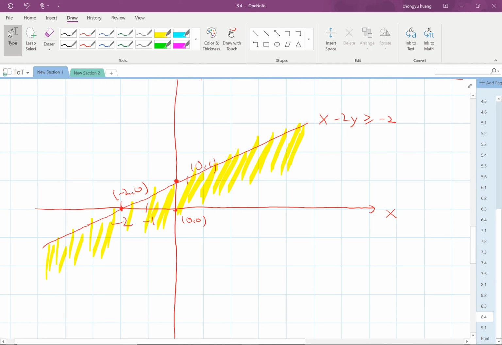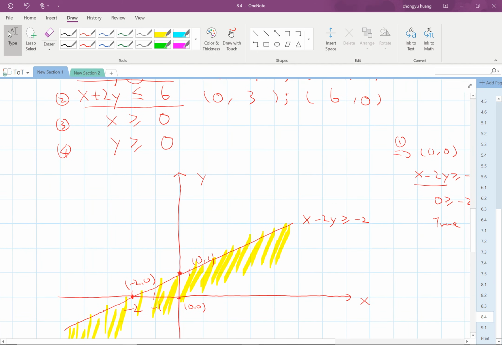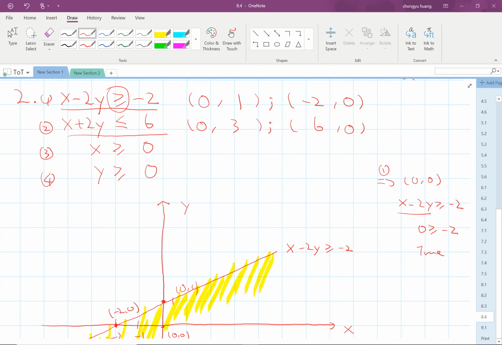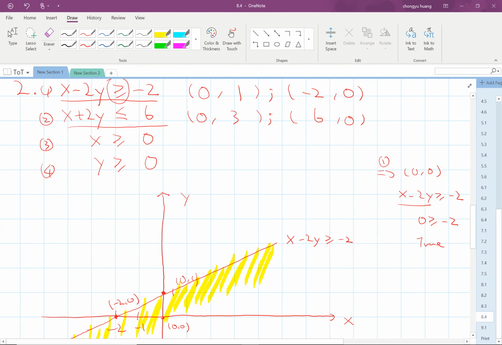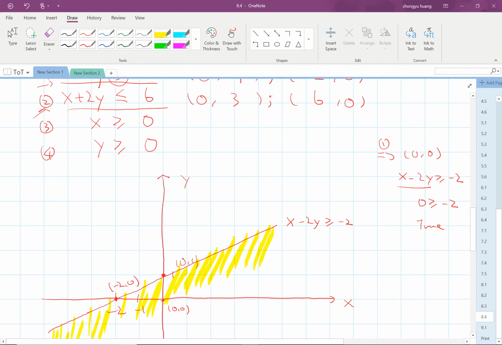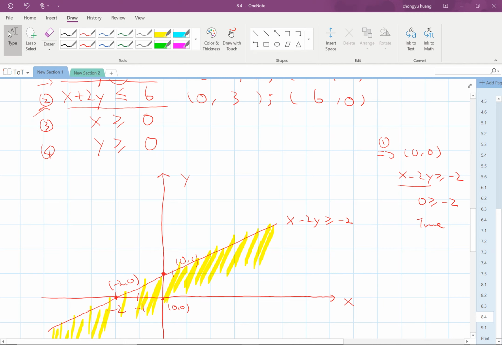Okay, so we finished the graphic for equation 1. Now we focus on the second graphic. The second graphic, we have to graph it first. We have to plot in the points, right?